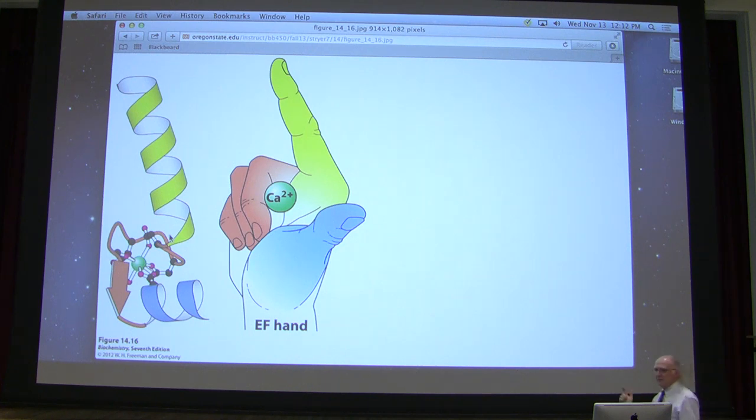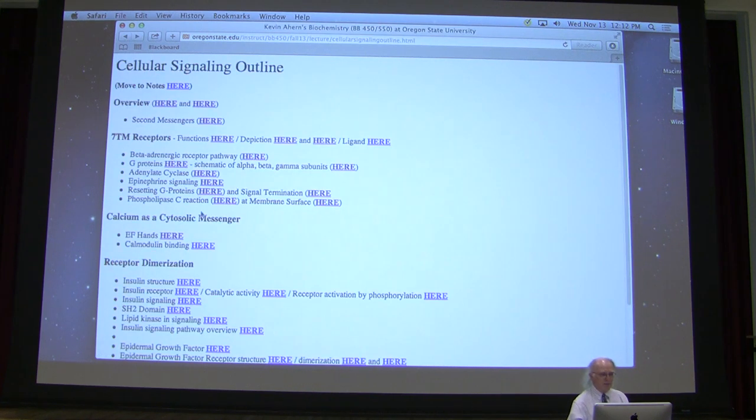A common calcium binding protein is known as calmodulin. Calmodulin, you can see it right there on the screen. Calmodulin is a calcium binding protein. It has an EF hand structure. And by the way, the EF hand is just the name of the structure. It's not the name of the protein, it's the name of the structure within the protein.